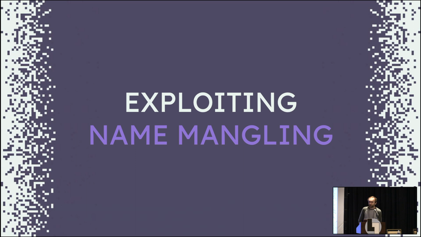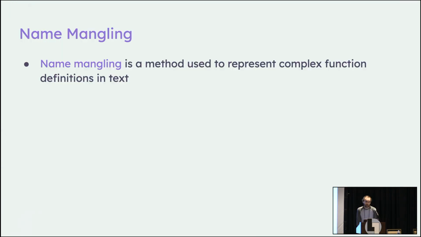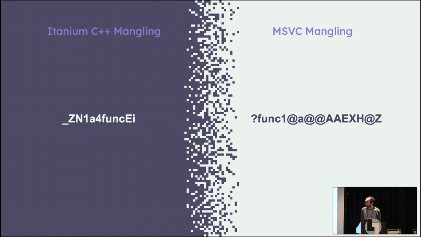The next trick I want to talk about is name mangling. Name mangling is basically a concept of being able to represent a more complicated function definition just in text format. There are a lot of forms of this. Lots of newer compiled languages, Go, Swift, and so on, all have their own name mangling formats, but these are the ones you really see because these are the common C++ formats.